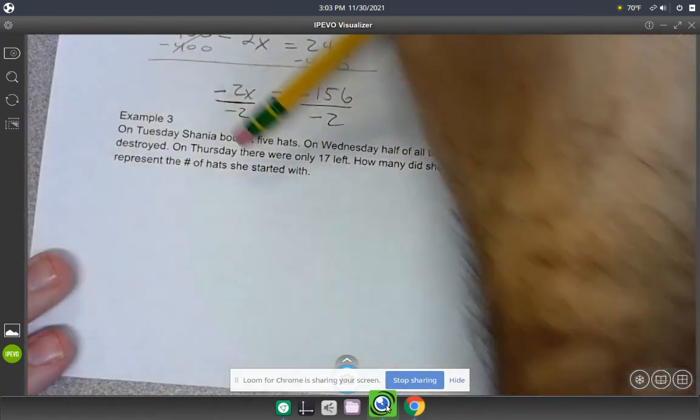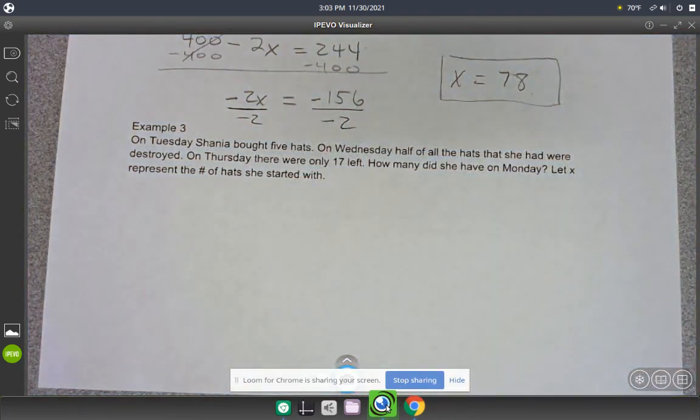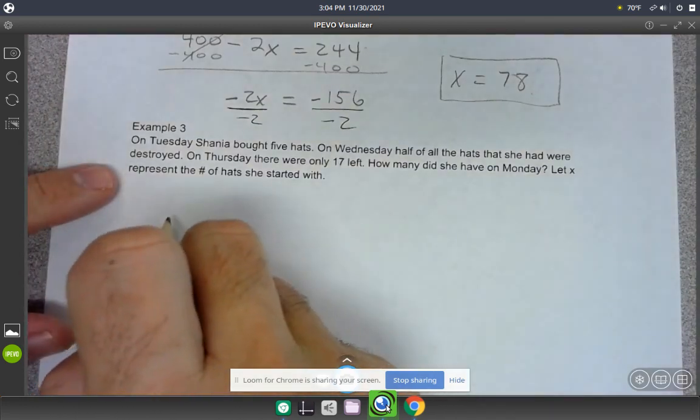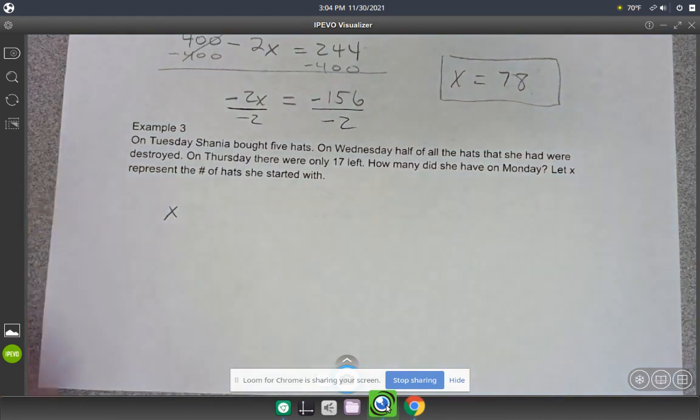Number 3. All right. On Tuesday, Shania bought 5 hats. Wednesday, half of all the hats that she had were destroyed. Oh my goodness. On Thursday, there were only 17 left. How many did she have on Monday? Good grief. All right, so she started with this many hats. We don't know how many that is. That's what we're solving for.